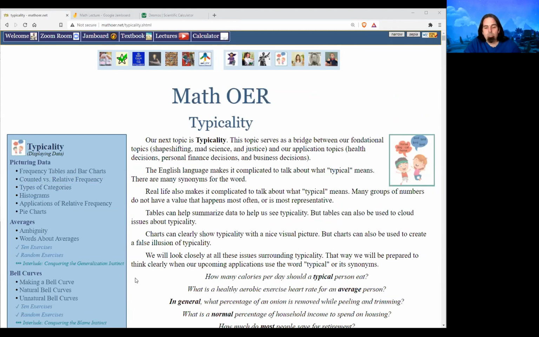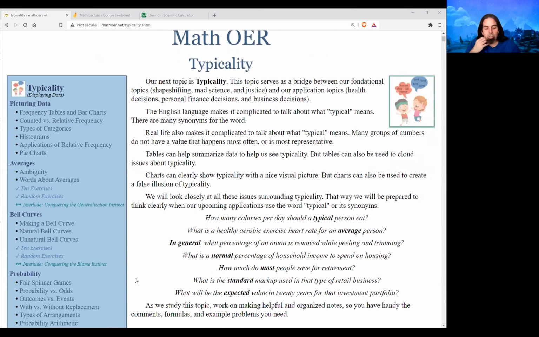Typicality is an interesting topic because we have a lot of different English words for what typical is, and they're not very precisely defined, and people lie with statistics a lot, and we can have genuine arguments about what is typical in a certain situation. So we'll get to more of that next week when we talk about averages and ambiguity and words about averages. But as a preface, we're going to talk about just picturing data in different ways. And we're not going to get through all of this right now, but that's okay.